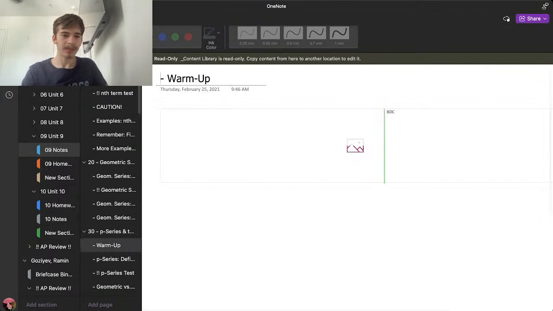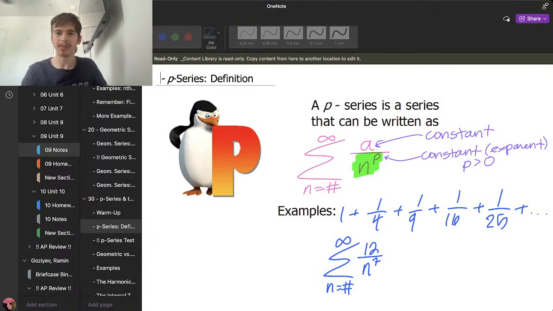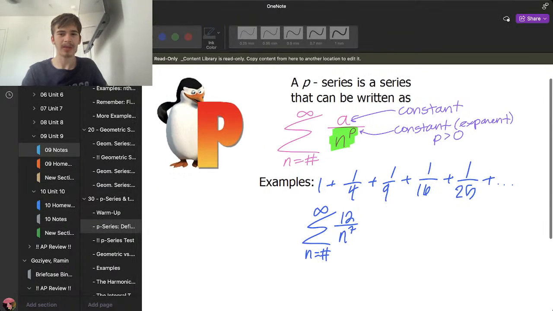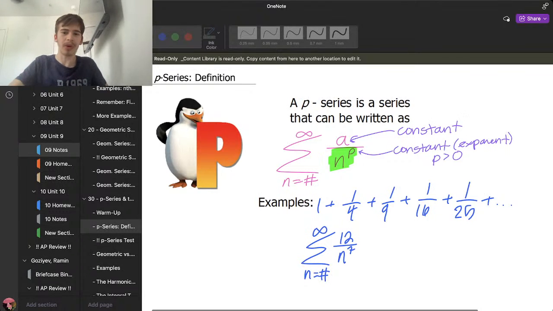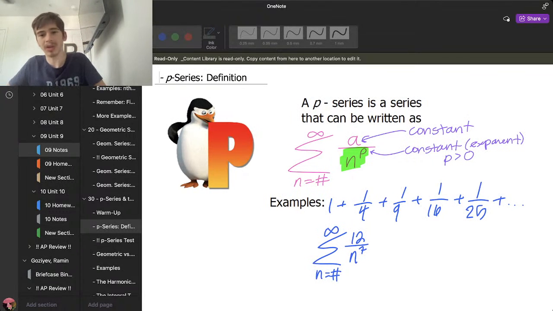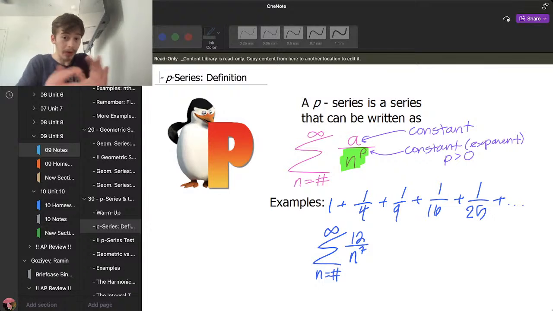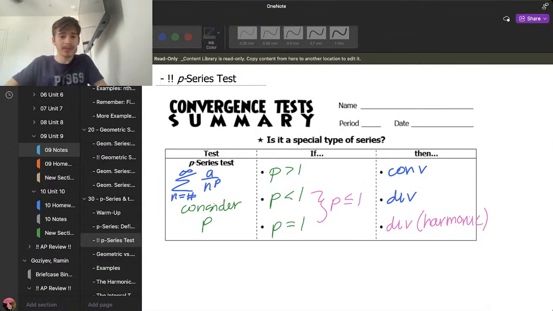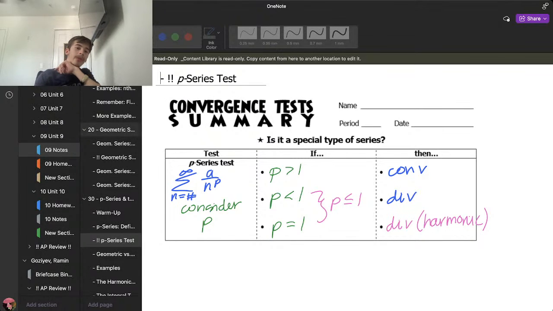P series. A constant over n to the p, where p is a constant exponent, and it has to be greater than 0. That's the format of a p series. For the p series test, we look only at the constant p. If p is 1 or less than 1, it diverges. If it's greater than 1, it converges. Key thing, p of 1 is actually the divergent harmonic series.